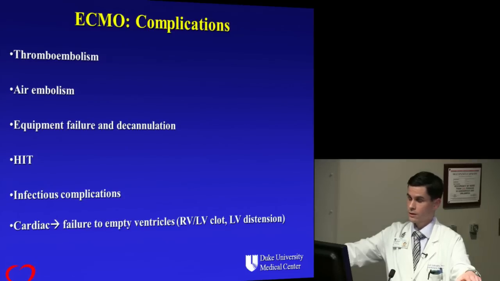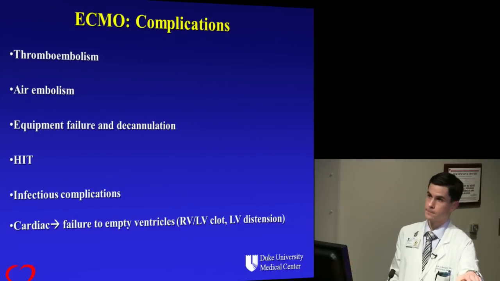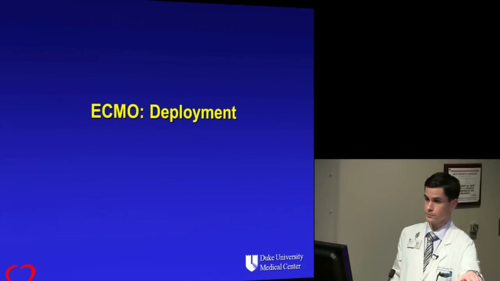We had a patient relatively recently that we actually had to take back to the operating room and essentially clear the entire right ventricle of clot. But oftentimes to circumvent LV distension in a patient with very poor LV function that is not able to empty on its own, we will place an LV vent through the right superior pulmonary vein.